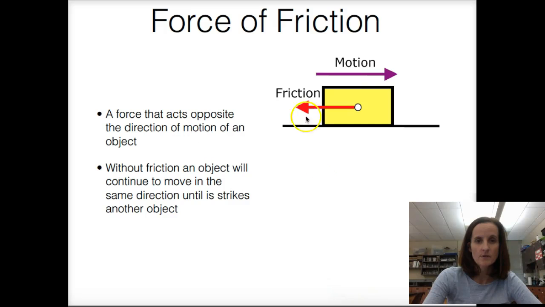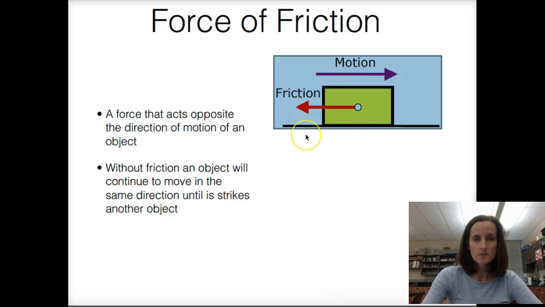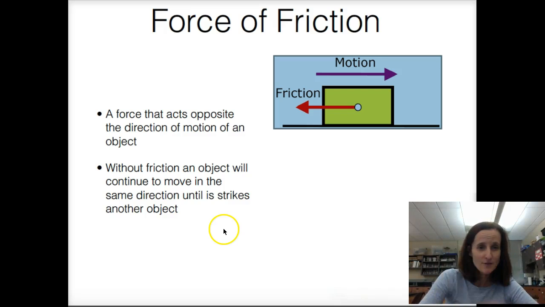And here we have one of the free body diagrams we were working on today. This would be the force is, wow, I didn't know my computer did that. So this would be an applied force to the right, and then the frictional force would be to the left. Without friction, that might be fun to do, but without friction, this object would continue to move in the same direction until it struck another object.